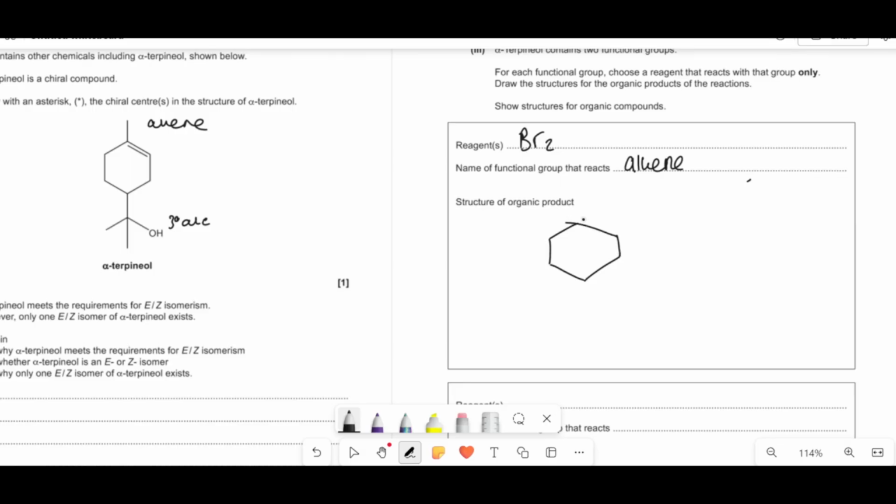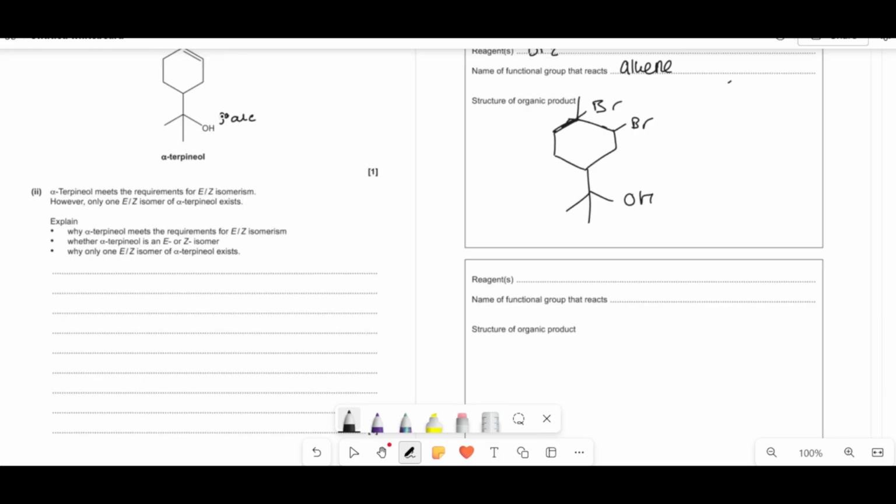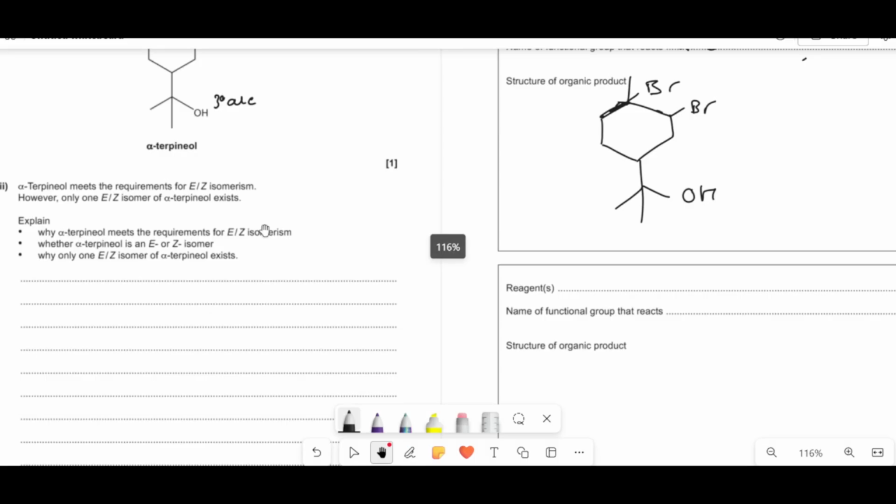So here, we're going to have this. We're going to have a Br there. We're going to have a Br here, like that. I've drawn that so grossly. So it's there, and there. Done.